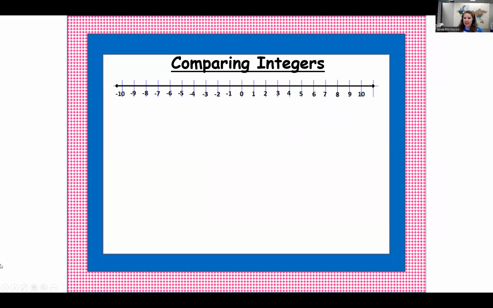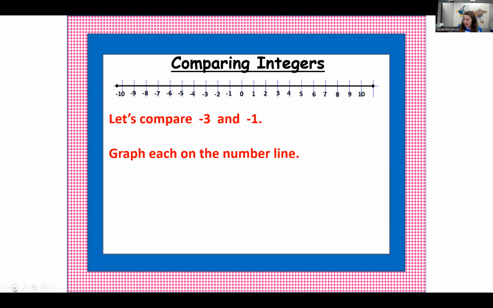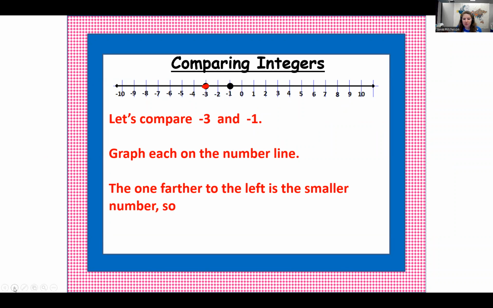All right, so now we're going to start comparing integers. Comparing integers simply means to recognize which ones are smaller and which ones are bigger. So let's compare -3 and -1. The first thing we'll do is identify them on the graph. Here's -1 right there, and here's -3 right here. Then we think, which one is farther left on the number line? The one farther to the left is the smaller one. That's true of all number lines. The farther right you go, the bigger the numbers get. The farther left you go, the smaller the numbers get. That means -10 is smaller than -1, and so is -3. -3 is less than -1, okay?